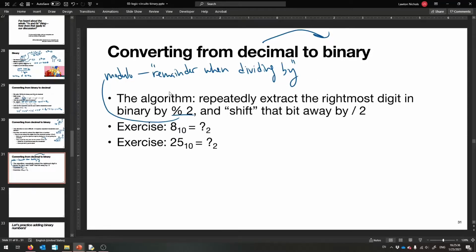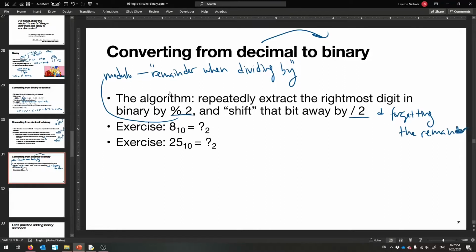And then we're going to shift away that bit that we just found by dividing by 2 and forgetting the remainder. This is called integer dividing by 2, forgetting the decimal places, forgetting the remainder. So that's the secret. And, well, let's do this.